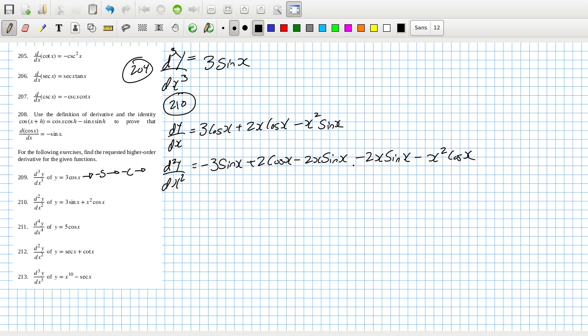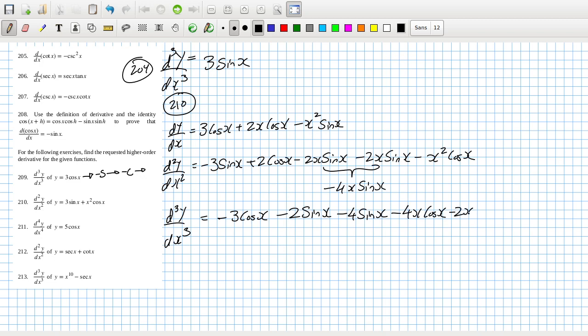So, not really seeing much I can add together except the middle two here. Could make that a minus 4x sine x. That's about it. So now the third derivative will be minus 3 cos x minus 2 sine x minus 4 sine x minus 4x cos x minus 2x cos x plus x squared sine x.